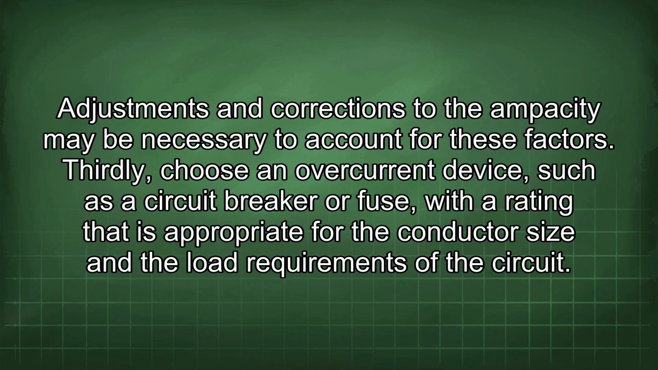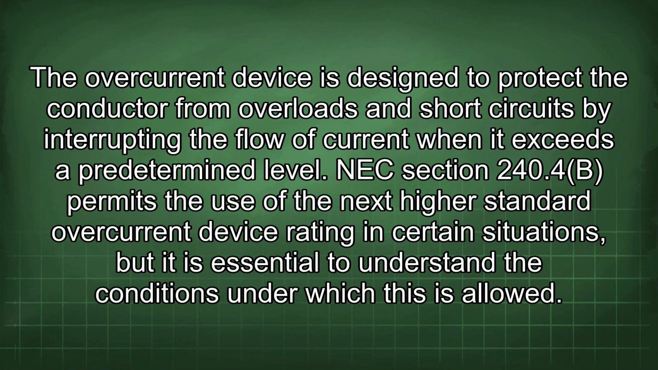Thirdly, choose an overcurrent device, such as a circuit breaker or fuse, with a rating that is appropriate for the conductor size and the load requirements of the circuit. The overcurrent device is designed to protect the conductor from overloads and short circuits by interrupting the flow of current when it exceeds a predetermined level. NEC section 240.4(B) permits the use of the next highest standard overcurrent device rating in certain situations, but it is essential to understand the conditions under which this is allowed.